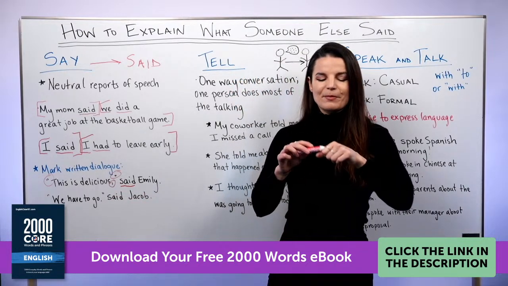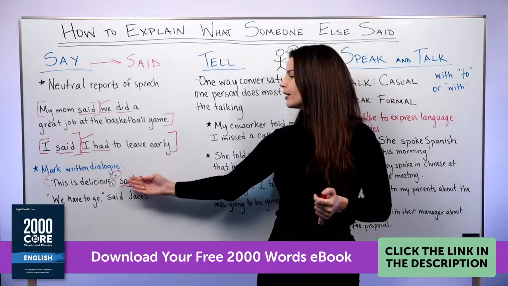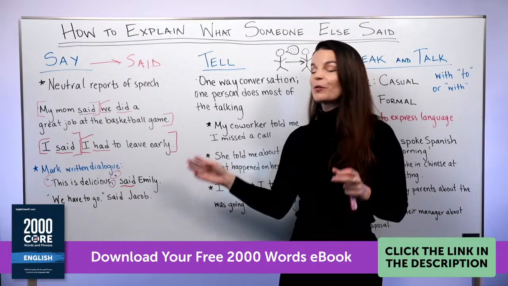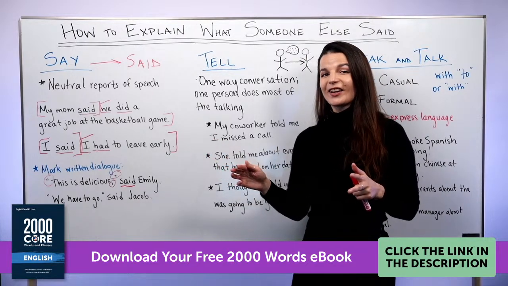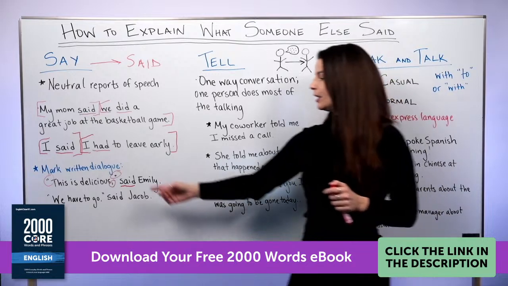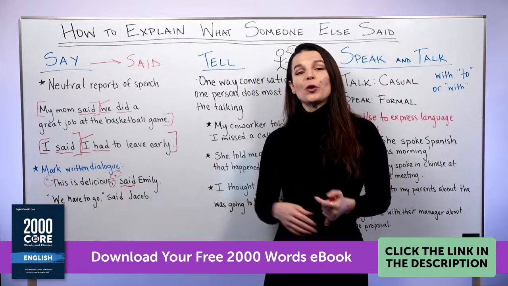You don't need to remember that from today's live stream. But this is an important, very important use of said that you should know. This is another way that we report speech in dialogue, okay? So let's look at one more example and then I'll come back to the chat. "So, we have to go," said Jacob. So same idea. "We have to go," said Jacob.